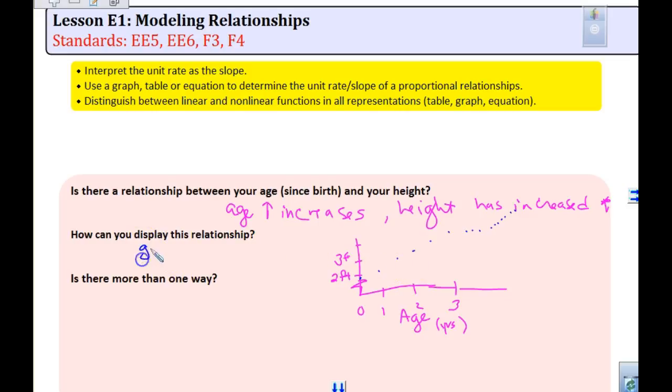Could be a graph. Could we make a table? Okay. If I had a table, I could have X and Y, where X is the age and Y might be our height. So that'd be another way that we could display it. Okay. And what we're going to be looking at is tables, graphs, and equations as we look at this unit. So we're going to be looking at all of these.